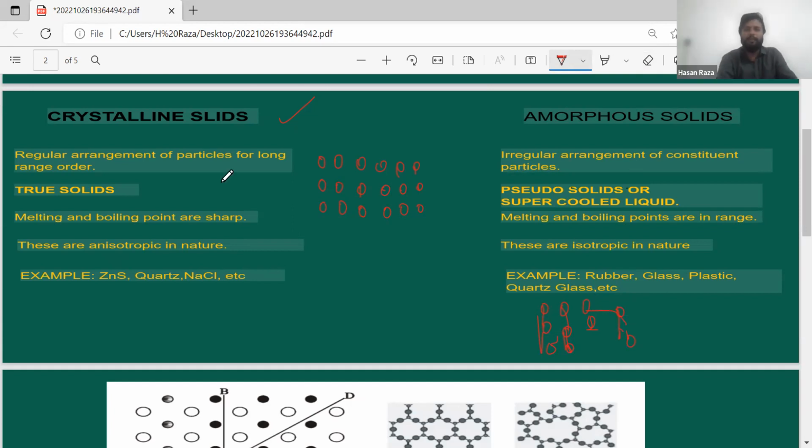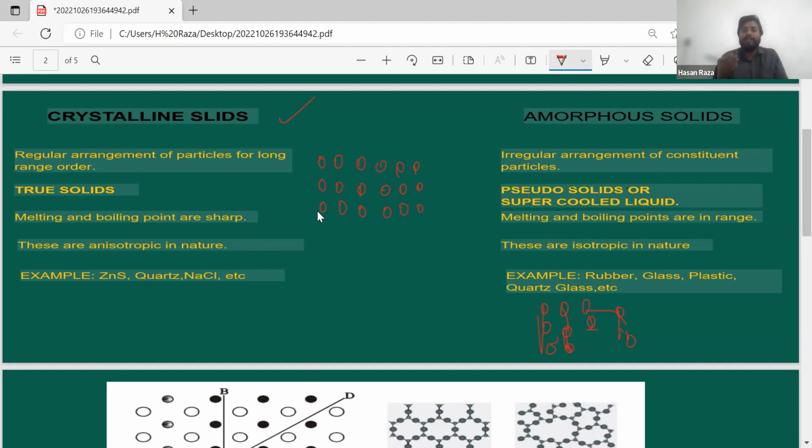It's also important to know that crystalline solid is also known as true solid, and amorphous solid is known as pseudo solid or super cooled liquid. Why are crystalline solids true solids? Because they are orderly arranged, and if there is no external agent like pressure or temperature, the particles stay arranged together. They don't flow from here to there.